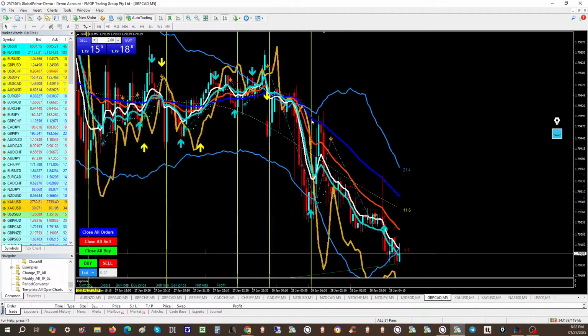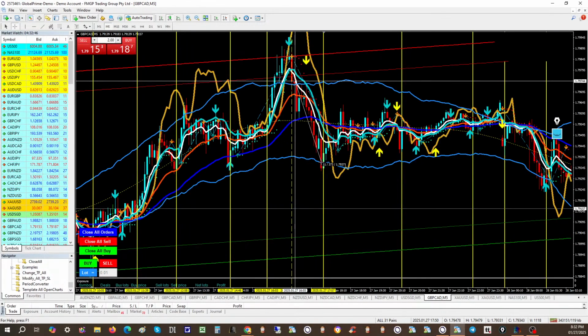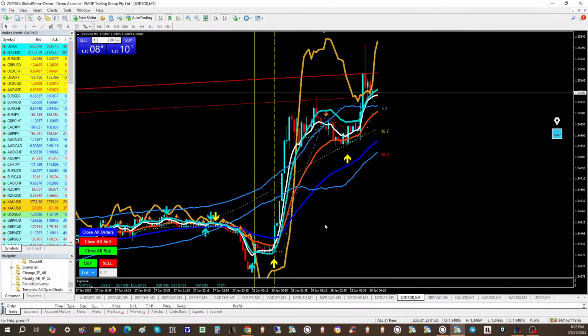Let's look at the pound CAD. Looks like you had 1 trade on the pound CAD all day. Straight down, bam, 37 pips. Real easy trade. Let's look at the US Singapore dollar.